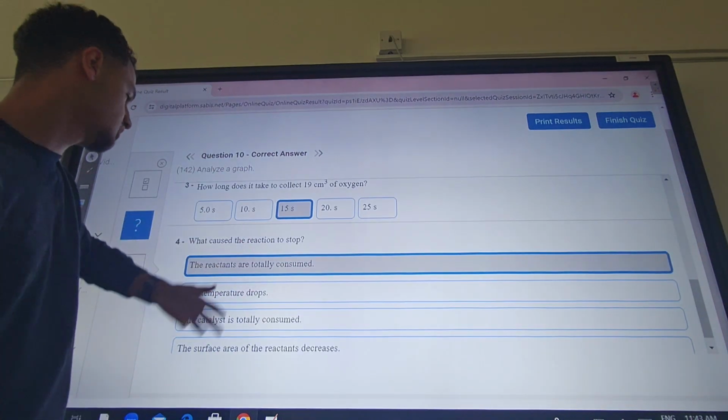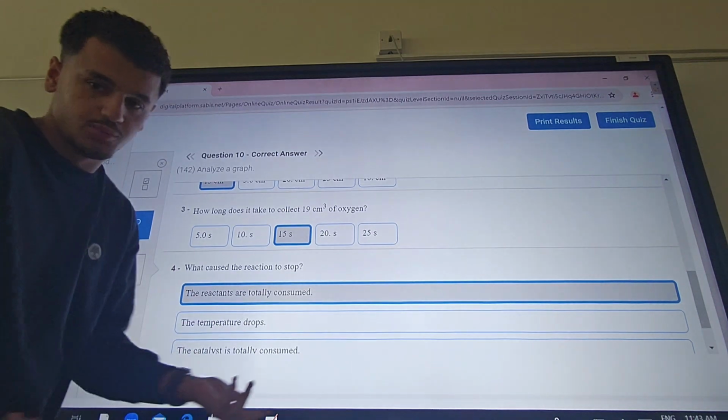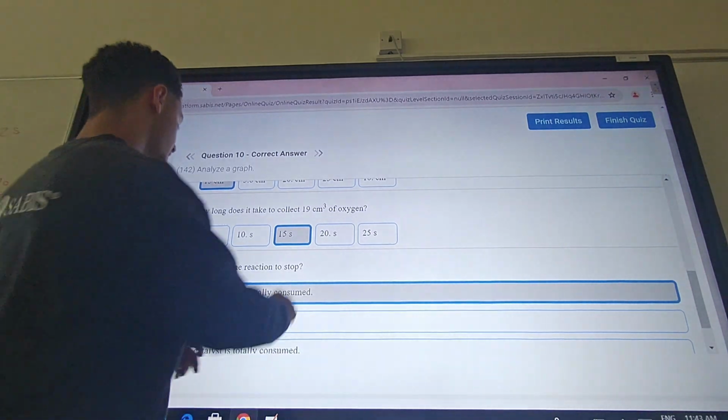Then what causes the reaction to stop? Obviously, when does it stop? If there are no more reactants. Reactants are totally consumed.